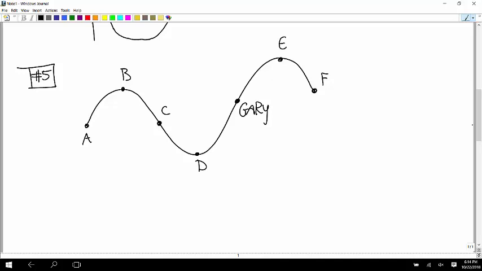Okay, so from A to B, velocity is positive, acceleration is negative. From B to C, velocity is negative, acceleration negative. C to D, velocity negative, acceleration positive. D to G, velocity positive, acceleration positive. G to E, velocity positive, acceleration negative. E to F, velocity negative, acceleration negative.